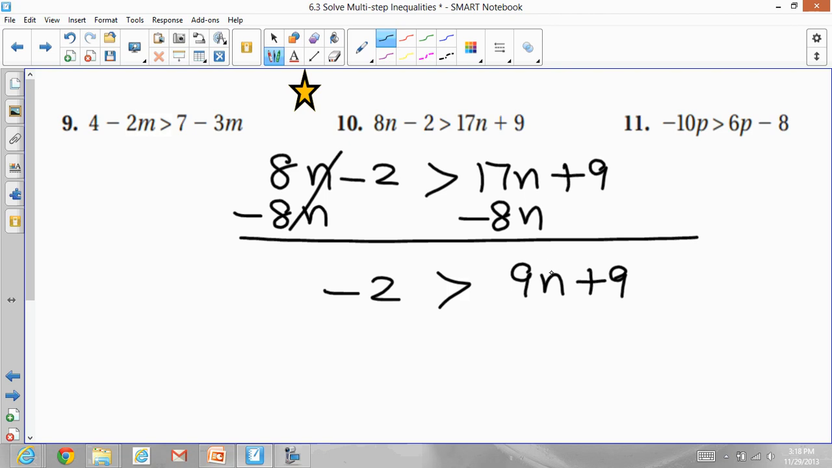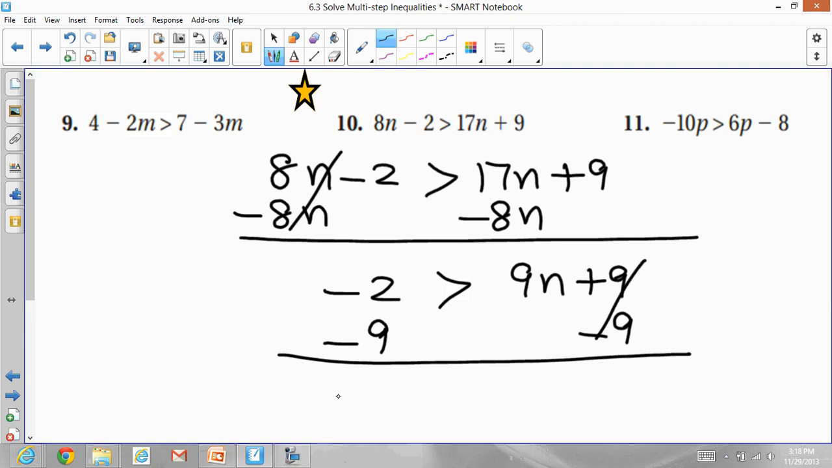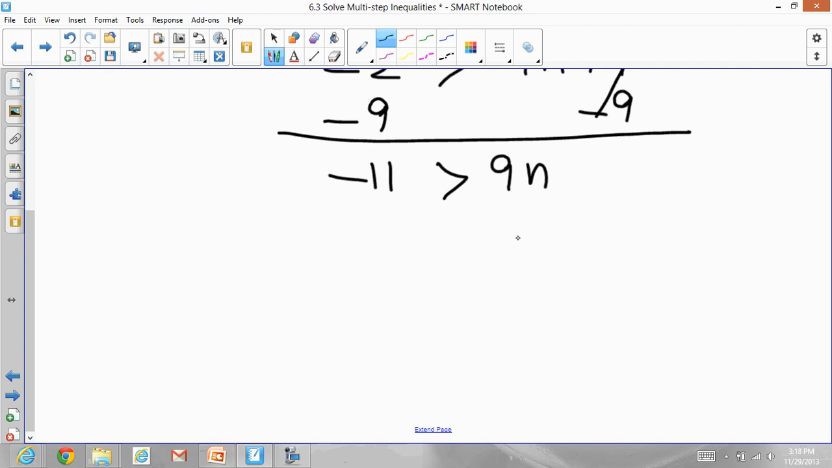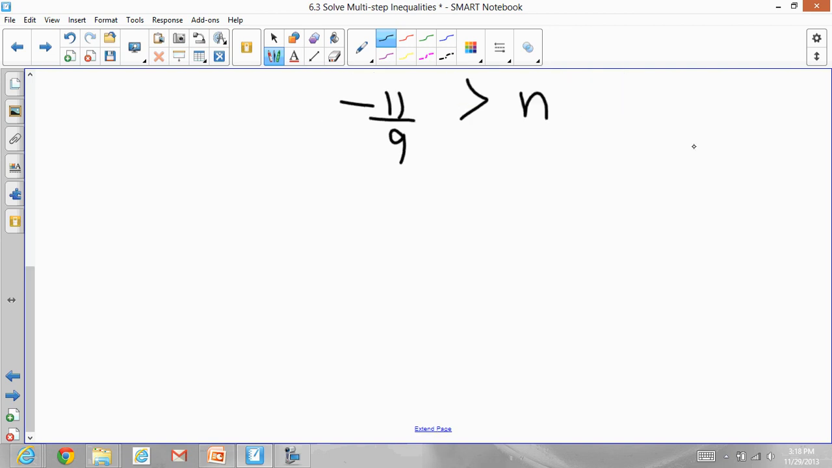So I want to find what n is. So get rid of this far away. So it's going to be minus 9 on the left and on the right. Positive 9, negative 9 cancels out, and this is going to give me negative 11 greater than 9n. Now here comes the last step. This is your one-step inequality. So you divide by 9 on the left and on the right. Cancel. 9 divided by 9 cancels out to give you just n, and this is going to be negative 11 over 9. Now your inequality symbol you will not reverse.